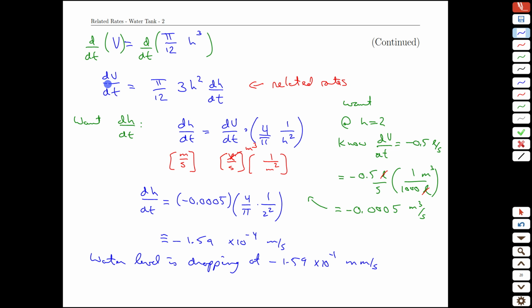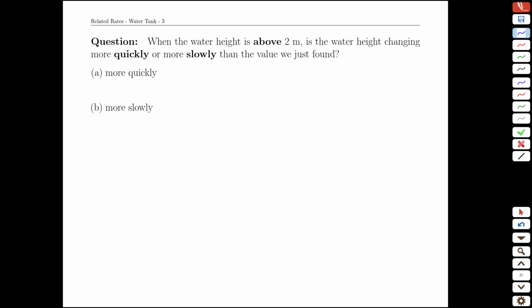Now as a follow-up question, more conceptual: when the water height is above 2 meters, so we look at the scenario here, we just talked about when the water level was 2 meters exactly. Imagine what the scenario would look like, or what the consequences would be if you'd had it more full, like so. And ask yourself, is the water height changing more quickly or more slowly than the value we just found? Think about that either conceptually or mathematically, and then we'll come back.